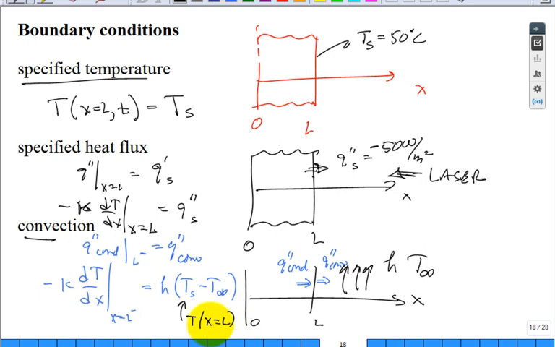This is the most challenging boundary condition because it has the value of the temperature at the surface and the gradient, the slope at the surface. But you can handle it. Okay, we need to solve some problems. I think we're getting close.